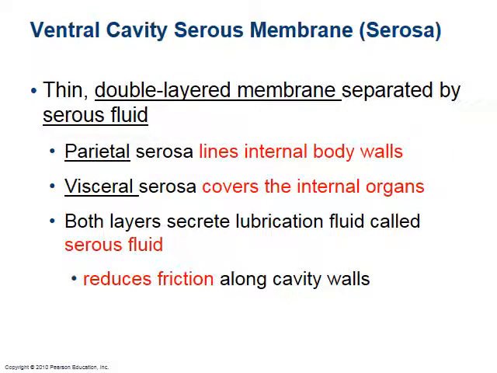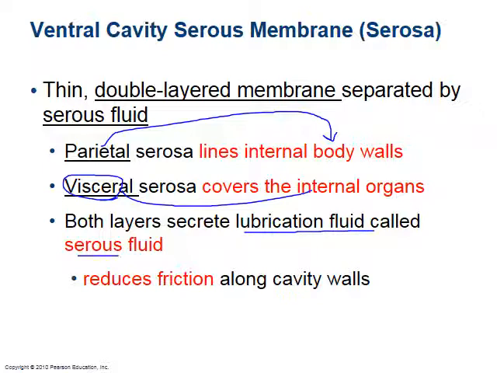Next on our list is serosa. Within the ventral cavity, we have serous membranes. We call that serosa, plural. It's a double-layered membrane that's separated by serous fluid. There's a parietal layer. Parietal lines the body wall, and visceral is going to cover the organs. It has the word viscera in it, right? Visceral serosa covers the internal organs. Both layers secrete a fluid for lubrication, and we call that fluid serous fluid. It's going to reduce the friction along the body cavities.